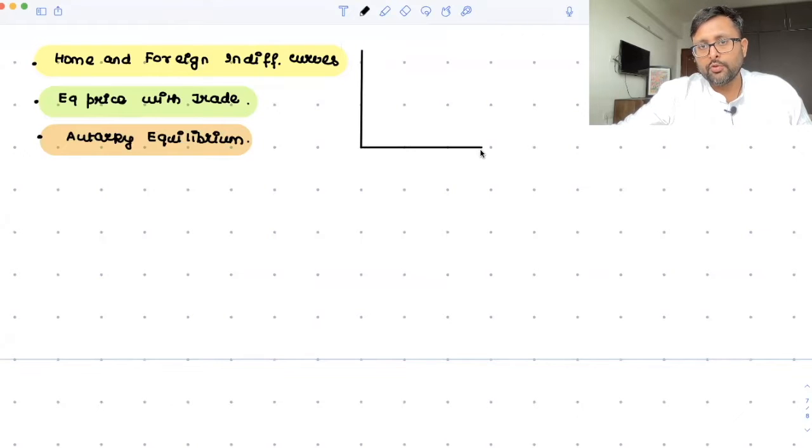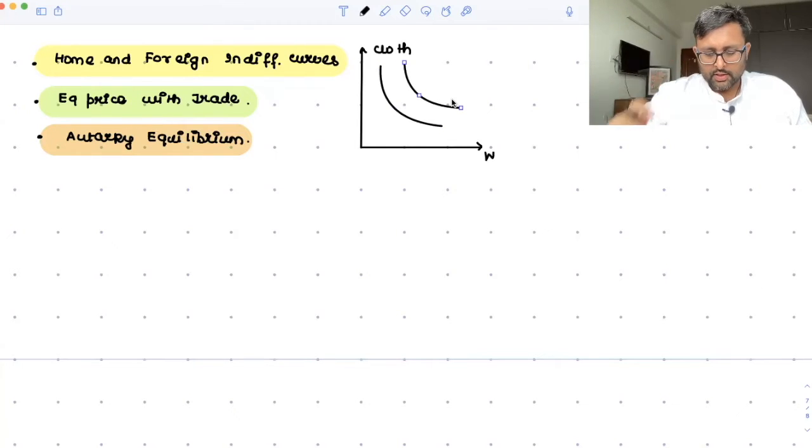So let me just draw the indifference curve for the home country and the foreign country. For the home country, I have wheat here and cloth here. And these are my indifference curves, my community indifference curves, you might say. The higher the indifference curve, the higher is the utility which I can achieve.